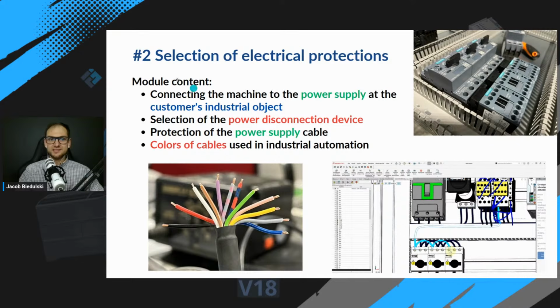The next module, selection of electrical protection devices. You will learn how to connect the machine to the power supply at the customer's industrial plant, okay? You will select the power disconnecting device, the protection for the power supply cable, and you will learn about different colors for cables used in industrial automation.